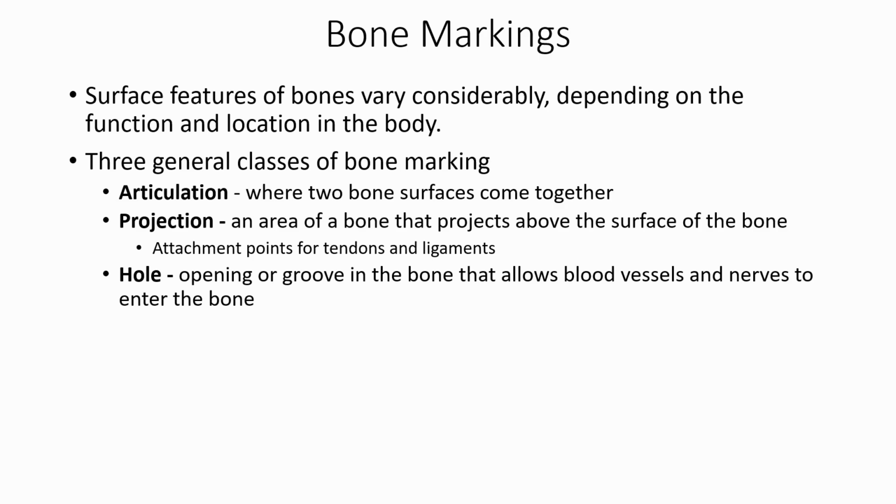So let's go ahead and talk about the three general groupings for bone markings. We have articulations. This is where two bone surfaces come together. We'll see these when we talk about the joints. We have projections. This is an area of bone that projects above the surface. We can see these being used for attachment points. If a tendon or a ligament needs something to attach to, a little bit of bone that sticks out is really useful for that. We also have holes. This can be a full-on opening or a groove. Usually these allow blood vessels or nerves into the bone.